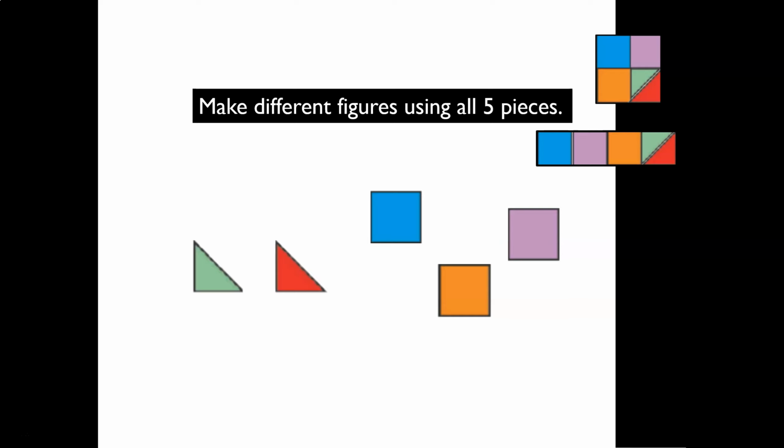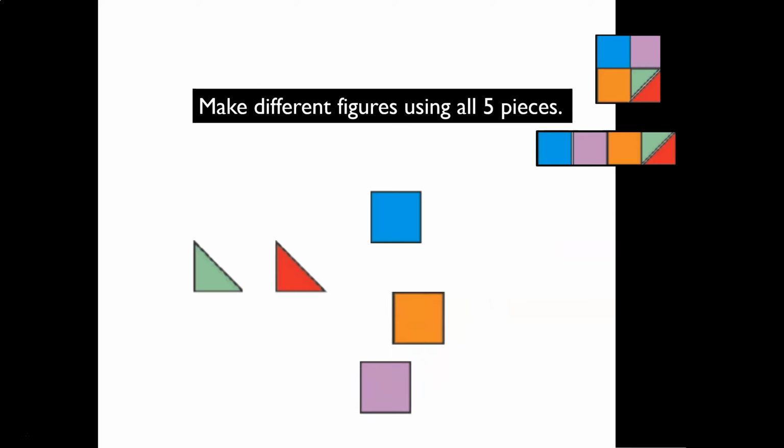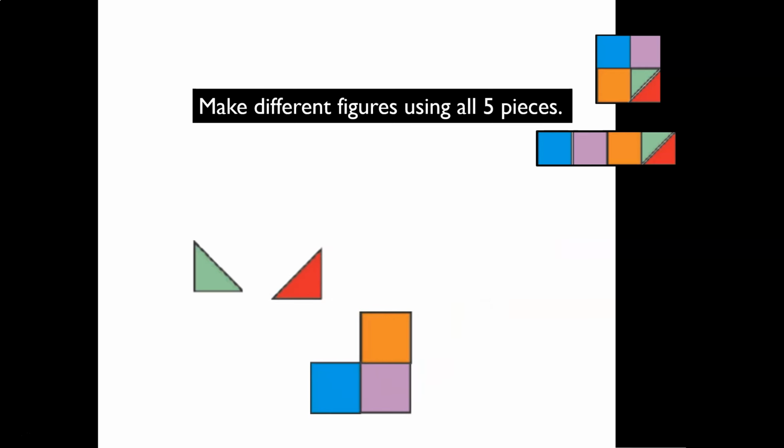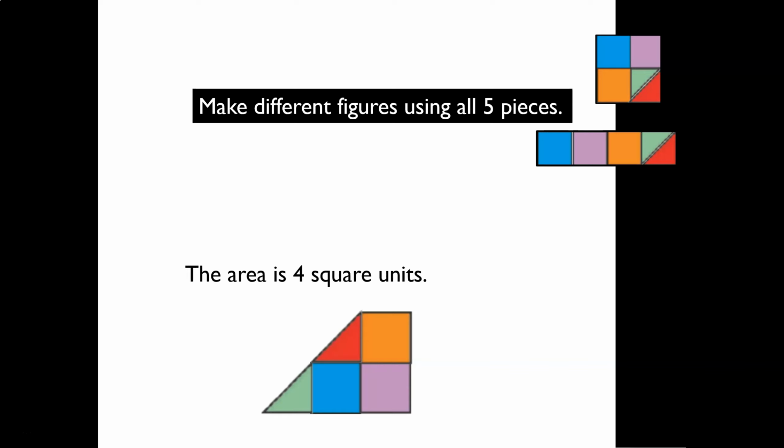This time I arranged the shapes differently to make another figure. I did not use the 2 right-angled triangles to make a square. The figure is still a quadrilateral because it is a 2D shape with 4 straight sides. All the sides meet. Although it looks different, this figure's area is still 4 square units.